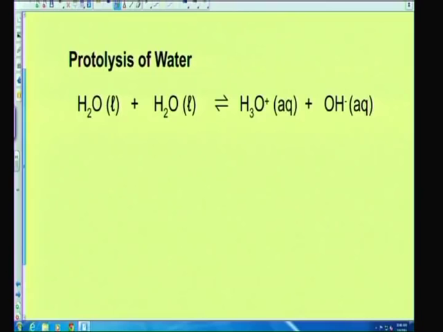Where we're looking now, we could have a molecule of water as a liquid, and another molecule of water as a liquid. It will form hydronium ions and hydroxide ions. Notice what's happened. Water is amphoteric. In this case, it has accepted to form the hydronium ion, and in this case, it has donated to form the hydroxide ion. So there is a process. Notice it's also in chemical equilibrium.